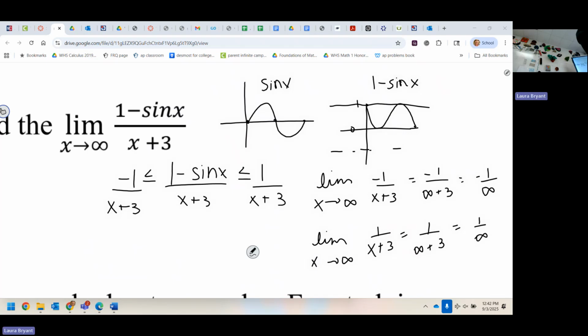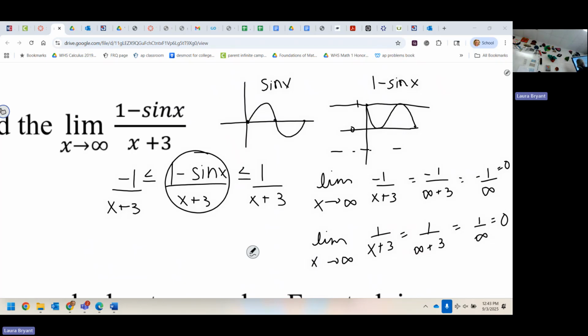Like 0.000000001 or whatever. So when you have a fixed number divided by an infinite value, the result is 0. If you take one small number and divide it up into a ton of little pieces, your result works out to be really, really small pieces. So this will go to 0, and this will go to 0. So what does that mean about my middle function? It goes to 0. Yep. So as long as my smallest and biggest go to the same number, the middle one does also.